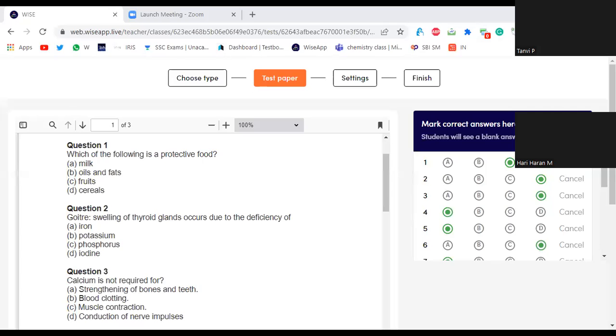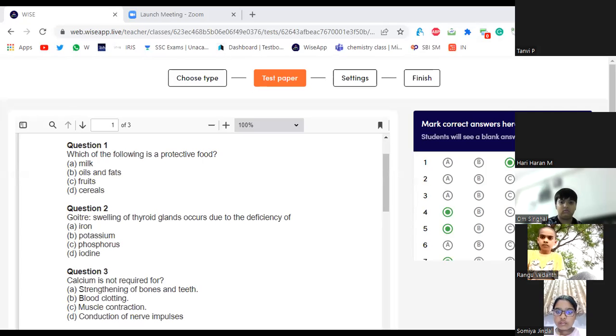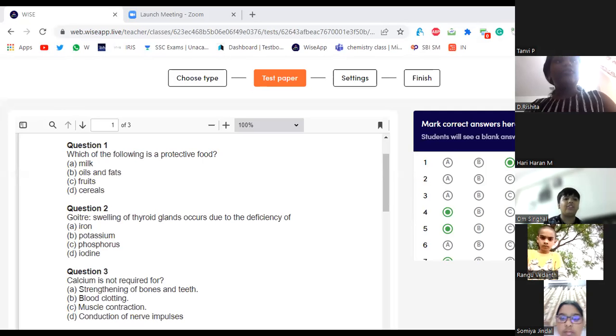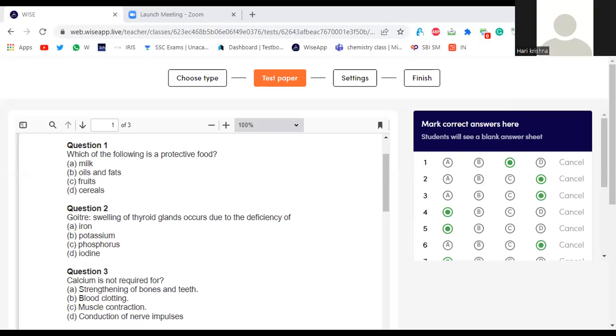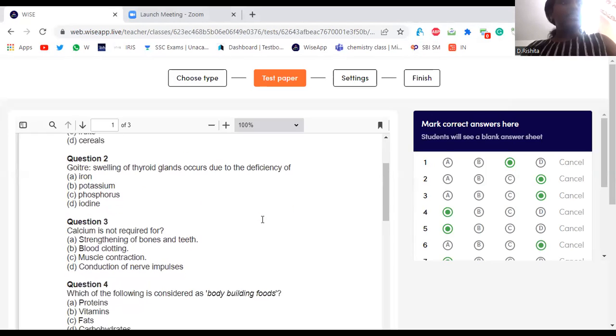So we'll start the paper first, discussion of the paper. Which of the following is the protective food? Protective food means which food will fight against organisms, bacteria, fungus, or microorganisms. So what is the answer? It is fruits, sir. Fruits. So the first option is correct. Yes or no? Yes, sir.